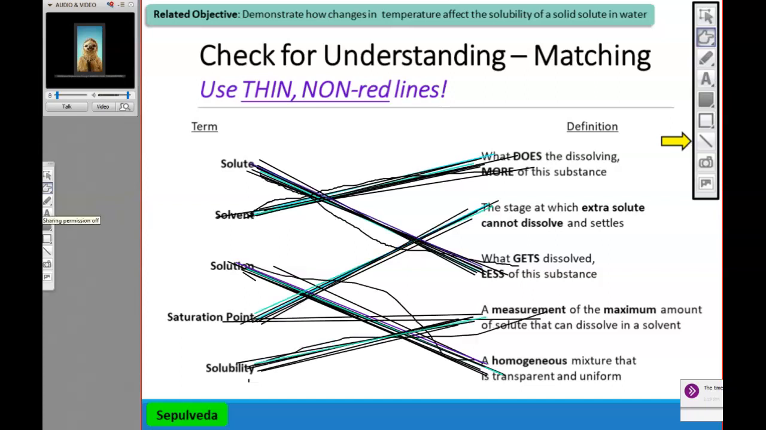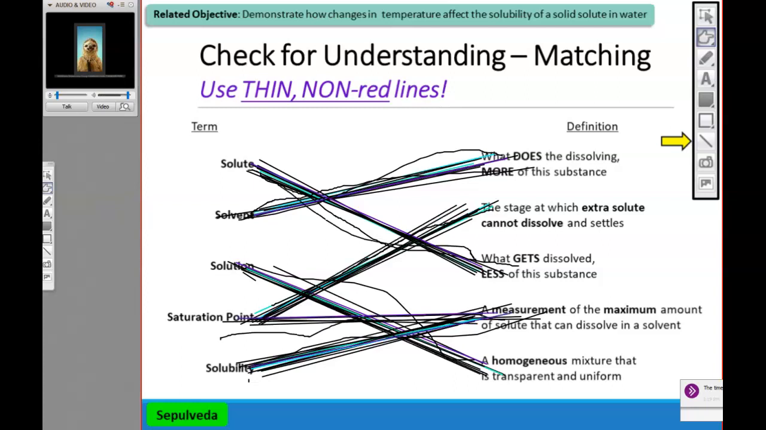We're a little bit across the board here. There's some that we're doing okay. We still have a little confusion here with saturation point and solubility, but we'll go ahead and take a look at that. I'm going to turn off your whiteboard tools. Thank you so much. Let's go ahead and review that really fast with us.